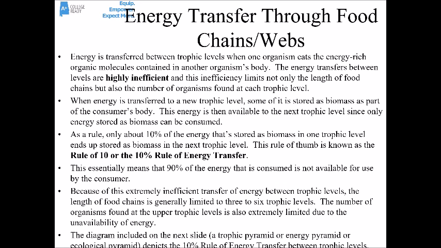This essentially means that 90% of the energy in one trophic level doesn't make it up to be stored in the next trophic level. 90% is essentially lost and unavailable. 10% makes it and is stored as biomass. Because of this really inefficient transfer of energy between levels, like I said before, the length of food chains is generally limited, usually to 3 to 6 trophic levels. And the number of organisms at the upper trophic levels is extremely small because there's not very much energy available. So we're going to look at a diagram on the next slide that sort of shows how this works.